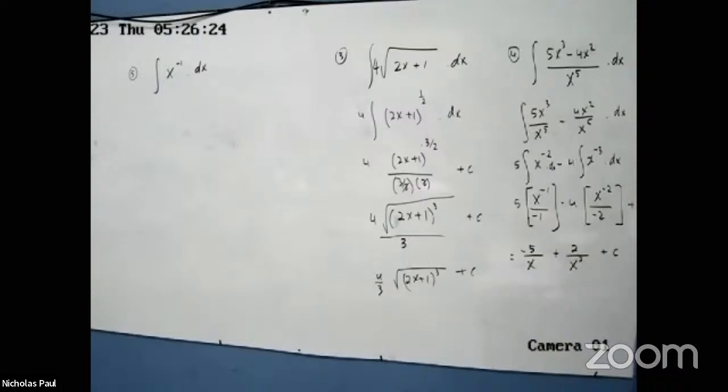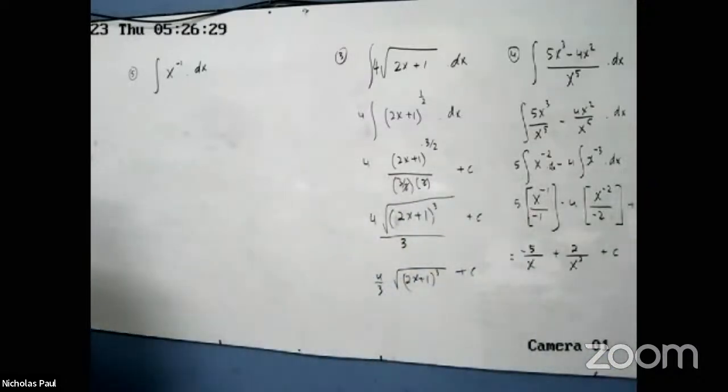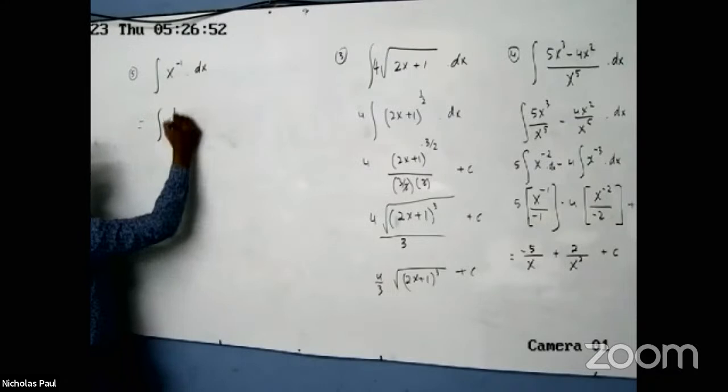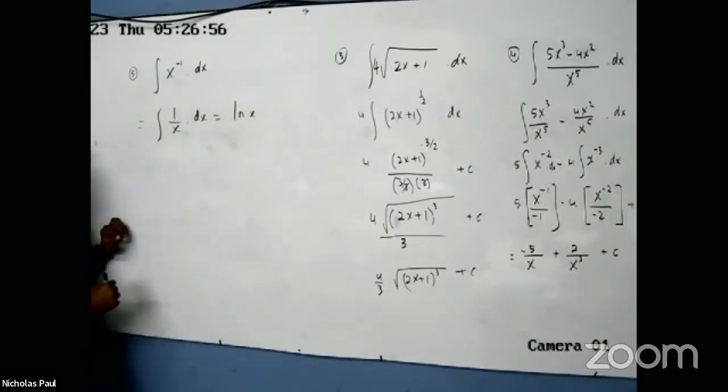How did we integrate in number 5? Saskia, we have a little problem here. What's the problem? When you add 1 to the power, what do you get? 0. And if you divide by 0, it becomes undefined, right? So in a case like this, there's a rule that we have to use. The integral of 1 on x is something called ln x.